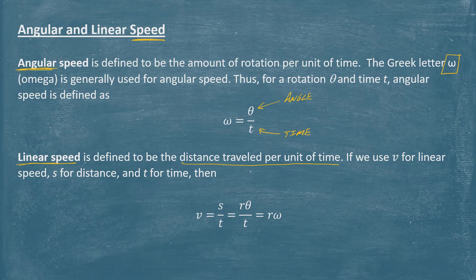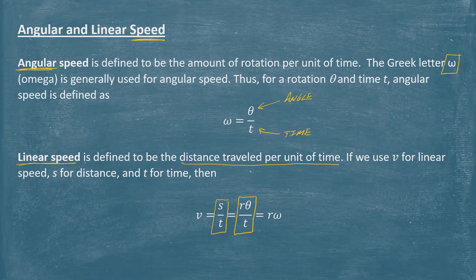Linear speed, on the other hand, is more of how far I've traveled, so that's where the arc length concept we just talked about gets involved. It could be the arc length per unit time, as this first version is, or since arc length is equivalent to r times theta, we could also have it be r times theta divided by t.